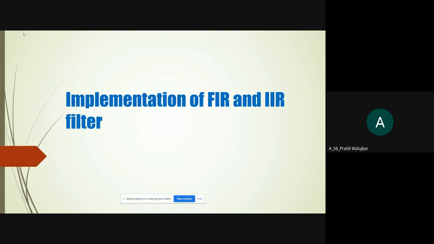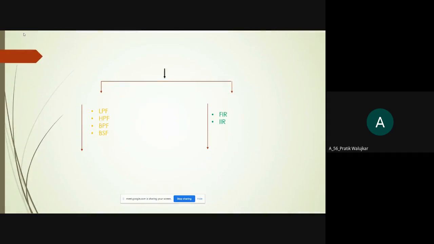So let's start with our today's topic, implementation of FIR and IIR filter. So we know the types of filter. There are two types, analog filters and digital filters. In analog filter, there are four types: low pass filter, high pass filter, band pass filter, and band stop filter. In digital filter, there are two types: FIR and IIR. FIR means finite impulse response, and IIR means infinite impulse response.